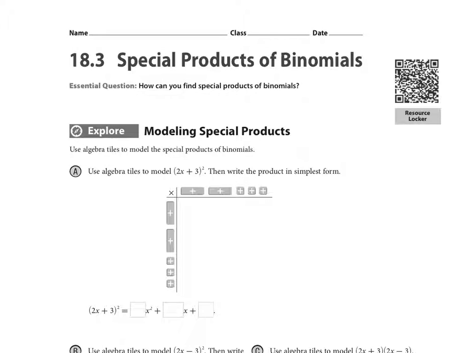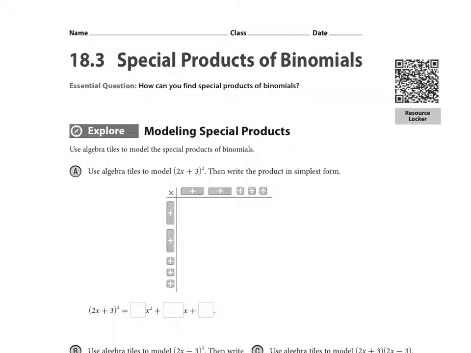18.3 Special Products of Binomials. The reason these are considered special products is because we have a binomial that is squared. One of the misconceptions here is that if it's squared, you just square the first term, square the second term, get your answer. That's totally wrong, so please don't fall into that trap.